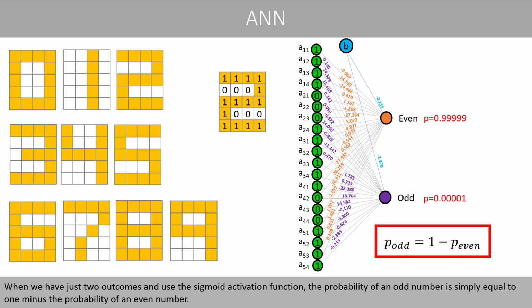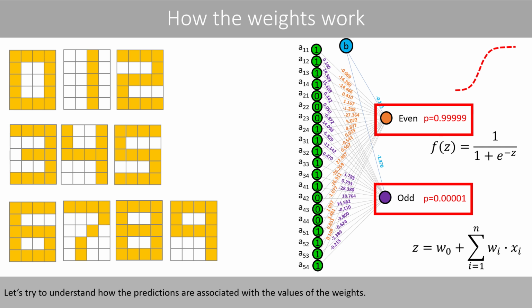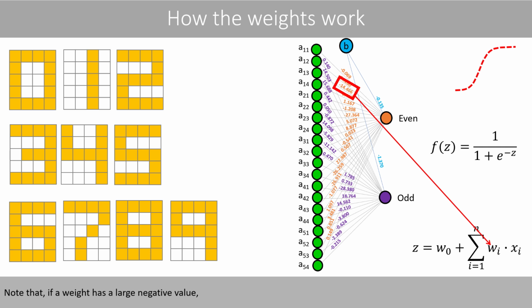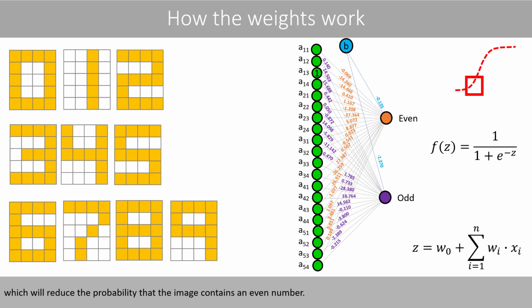When we have just 2 outcomes and use a sigmoid activation function, the probability of an odd number is simply equal to 1 minus the probability of an even number. This means that it would be enough to have just 1 output node for our network. Let's try to understand how the predictions are associated with the values of the weights. Note that if the weight has a large negative value, and is associated with an even number, and where the input node is equal to 1, that will reduce the value of z, which will reduce the probability that the image contains an even number.